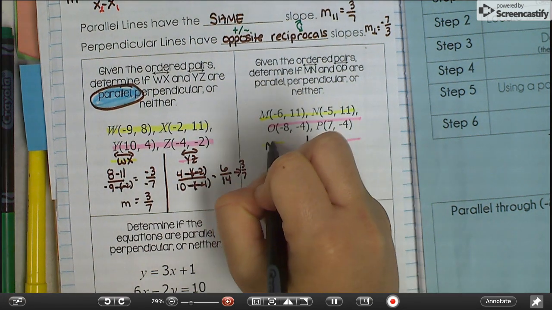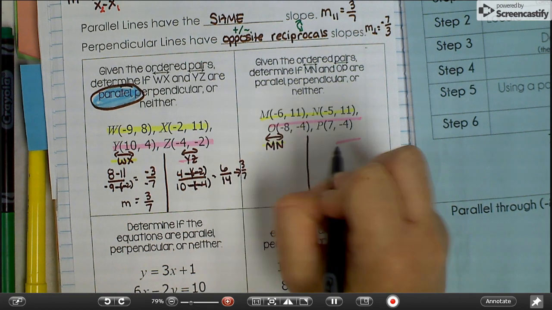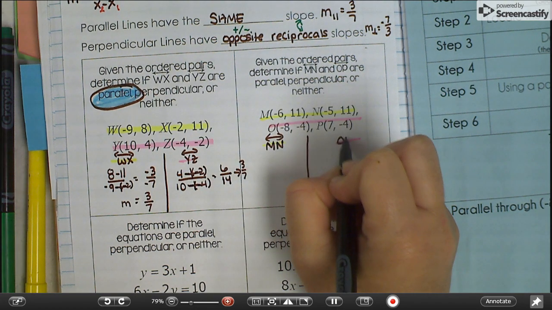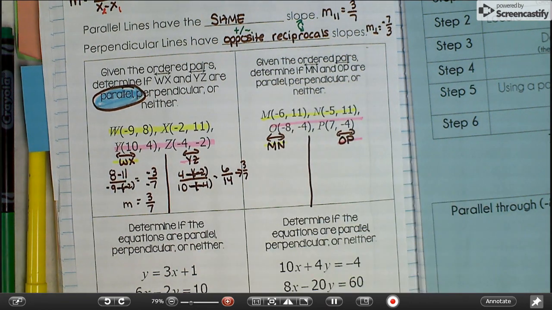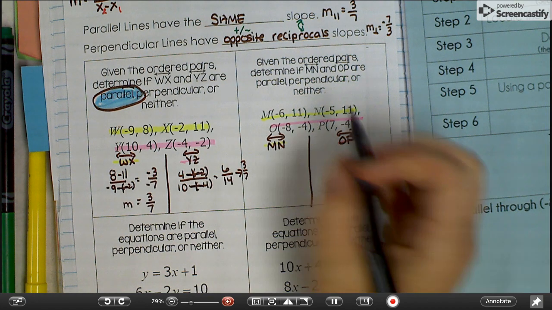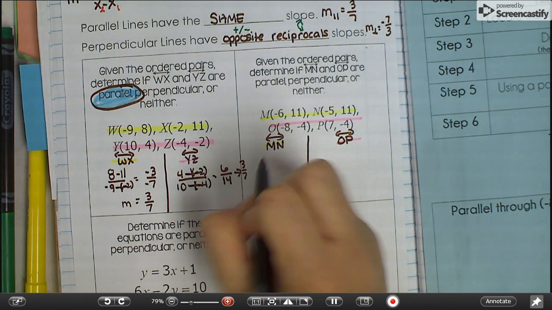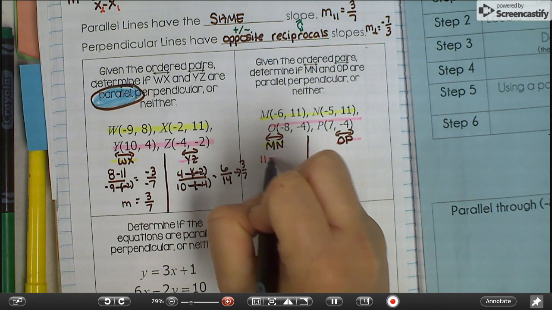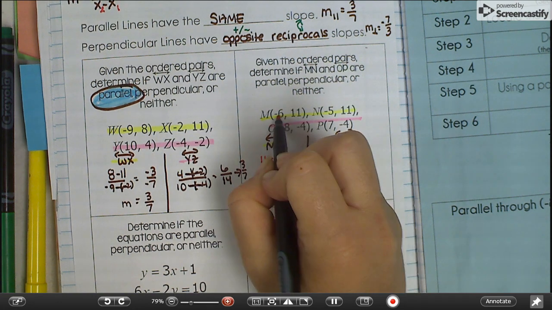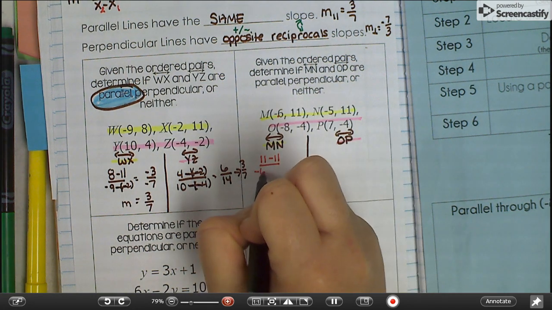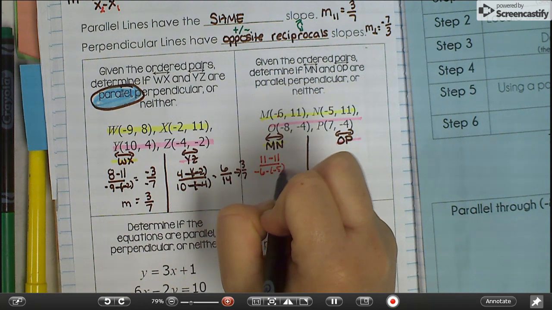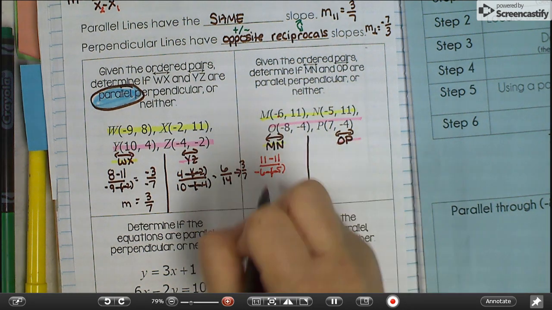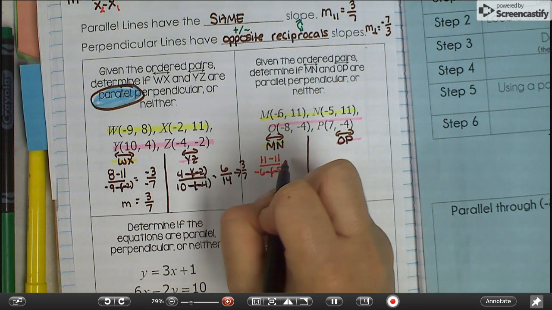All right, so we're going to check MN and OP. And I'm going to change color so it doesn't run into the next problem. Y minus y, 11 minus 11 over x minus x, -6 minus -5. Minus a negative is a positive. 11 minus 11 is 0.